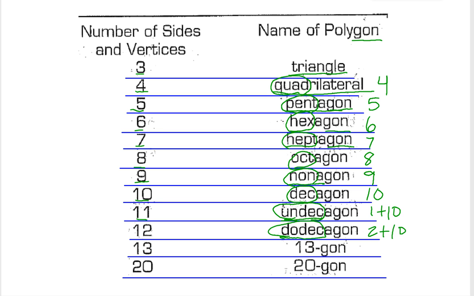So a shape that has 13 sides is just called a 13gon. And anything with 20 sides would be a 20gon. So we just put a gon after the number of sides it has. Okay. So I'm going to show you how to draw these shapes. If you have a geoboard that has the pegs and you use rubber bands on it, you can practice making these shapes with that geoboard.